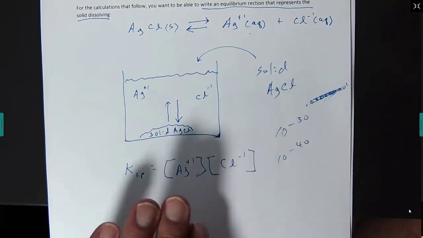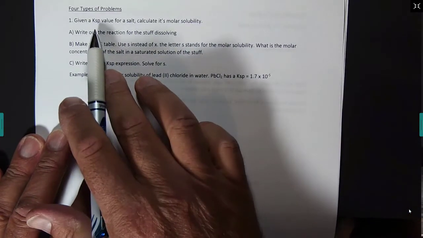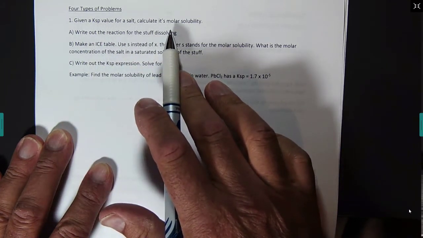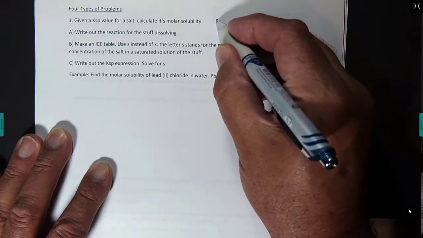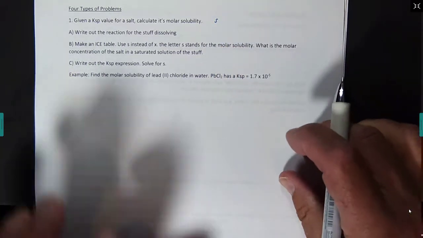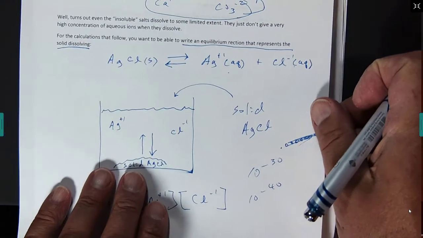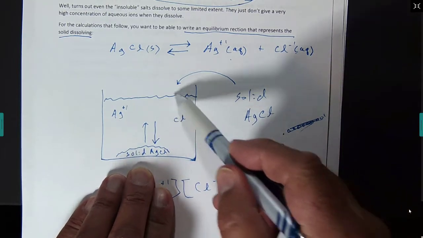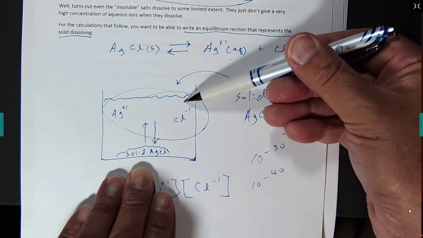Okay, let's go back to the types of problems we'll be seeing. First type of problem, you're given a Ksp value and you have to calculate its molar solubility. Most textbooks represent the molar solubility with a little s. That's going to be what's the concentration of the stuff in solution in a saturated solution. So if I make myself a saturated solution of silver chloride, what's the molarity of the silver chloride here?